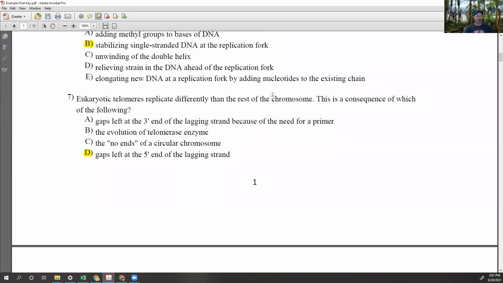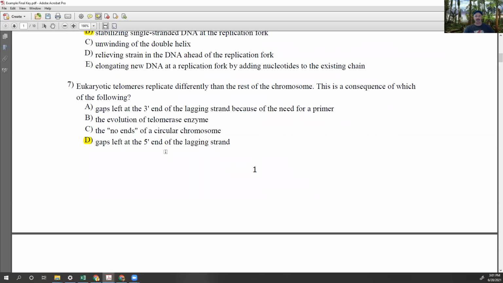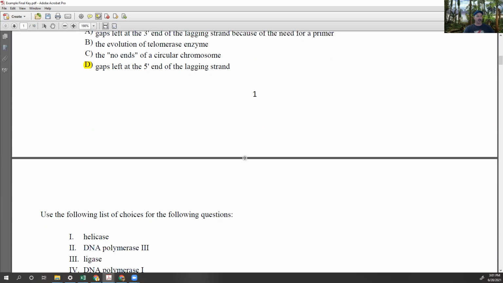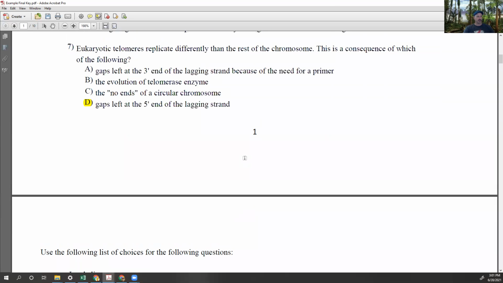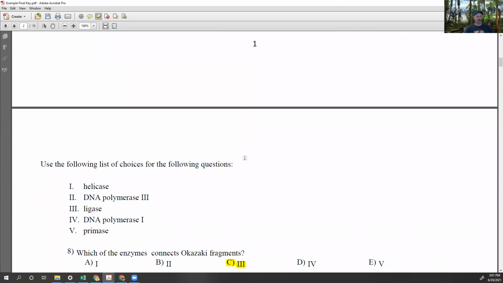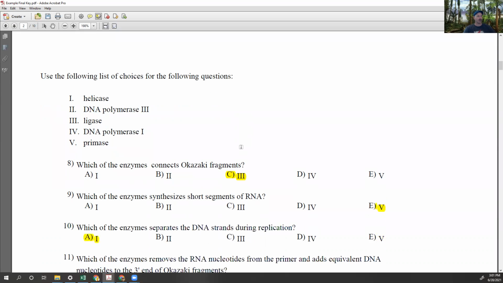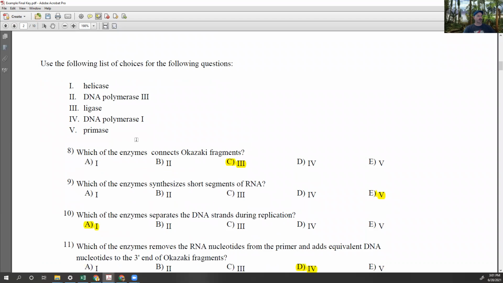Eukaryotic telomeres replicate differently than the rest of the chromosome. What is the consequence? Well, typically the 5' end of the lagging strand is going to get shorter and shorter and shorter as you go. So we drew that in lecture a little bit. We talked about it. But if you have telomerase, the enzyme that can rebuild those ends, then your chromosomes don't shrink every time they replicate. Which enzyme connects Okazaki fragments? Well, the enzyme that connects Okazaki fragments together is ligase.